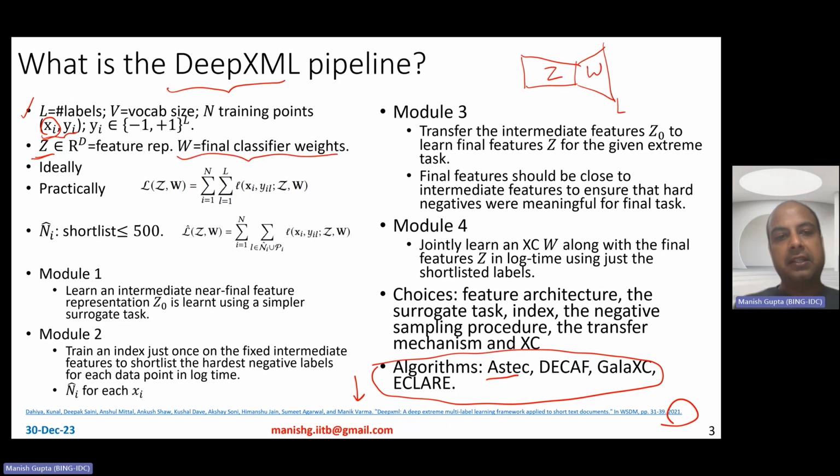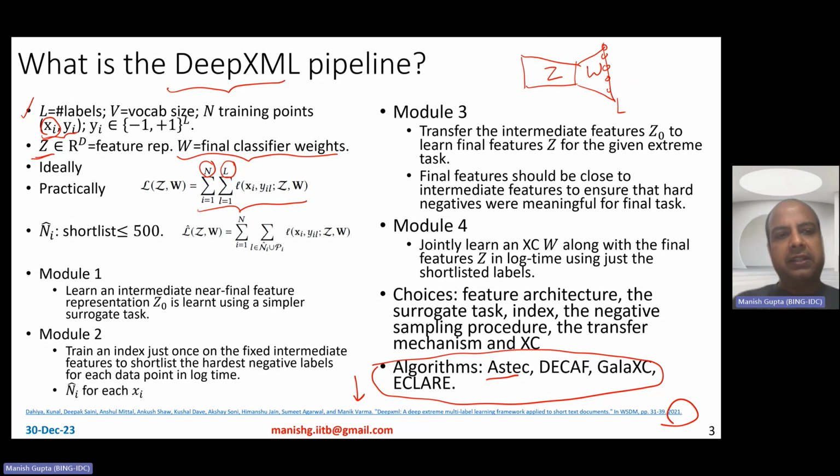So W are these XC classifier weights, and you're going to minimize this loss. What is the loss? Well, whatever loss you define, right? Binary cross entropy loss if you're using sigmoid activations, or categorical cross entropy loss if you're using softmax activations and so on. Okay, so you want to minimize the loss over all the training points N and over all the labels L. Remember, this label set L contains positive labels, negative labels, all of them.